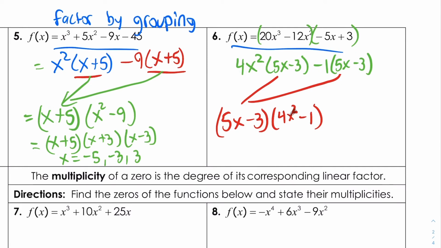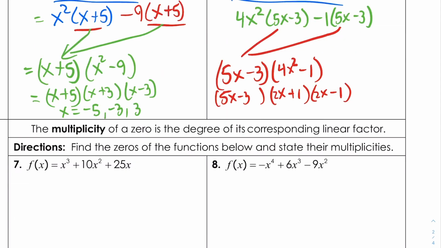Looking at the 4x squared, 4 is a perfect square, x squared is a perfect square, 1 is a perfect square, so that can be factored farther. Normally we just write an x in front, but since it's supposed to be a 4x squared, we can factor that as a 2 and a 2. If the 2x and the 2x multiply together, it gets you back to the 4x squared. And for the minus 1, we just need a plus 1 and a minus 1. And we'll keep the 5x minus 3.